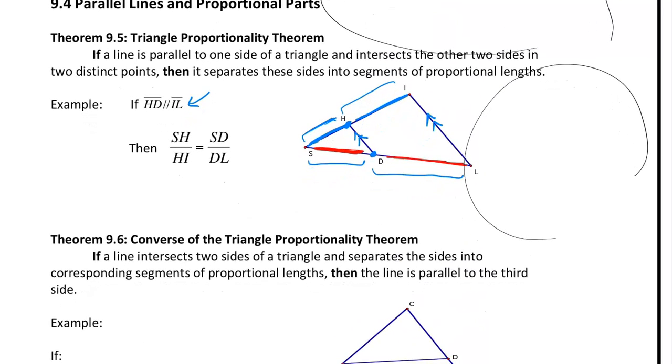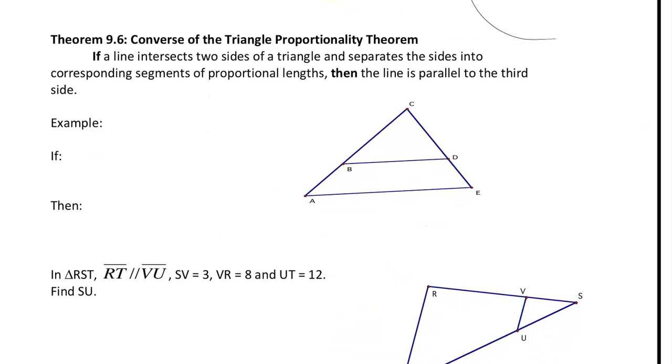And that's the triangle proportionality theorem that we have right there. The converse of the triangle proportionality theorem is if a line intersects two sides of a triangle, so here we have a line intersecting two sides of a triangle, separates the sides into corresponding segments of proportional widths. So if this ratio equals this ratio of lengths, then this line must be parallel to that third side, the side that was not intersected.